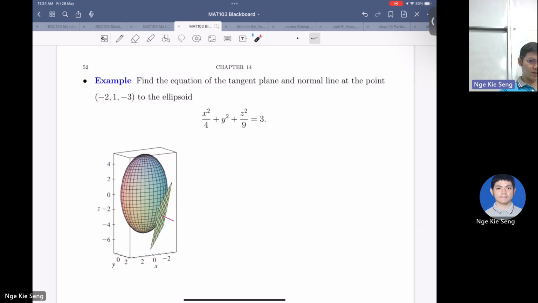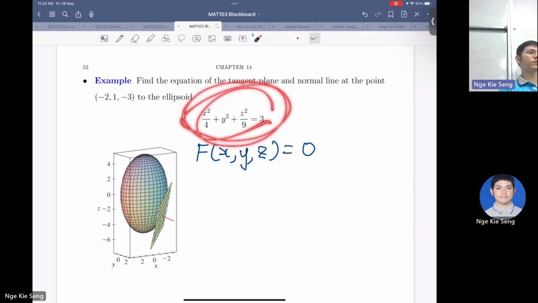So, what's the first thing you need to have? What's the first criteria you need to have? You need to find your capital F. Okay, so what's your capital F in this case? So how to find your capital F? Your capital F has to satisfy F(x, y, z) equals 0. Okay. Does this look like anything equal to 0 or not?